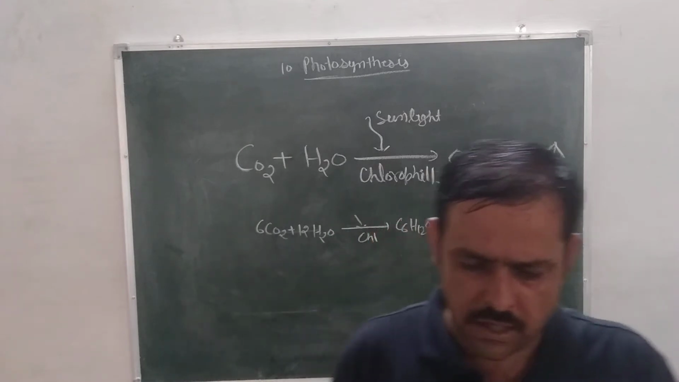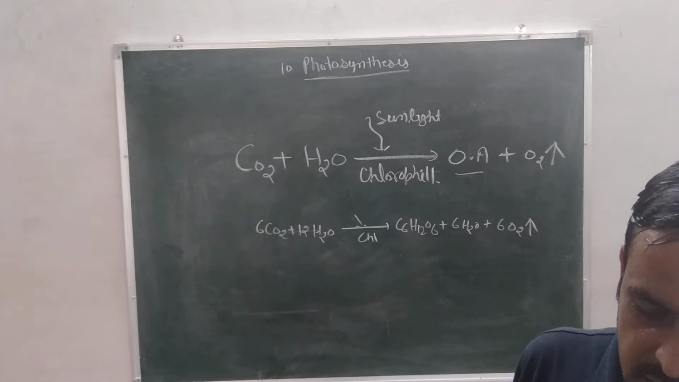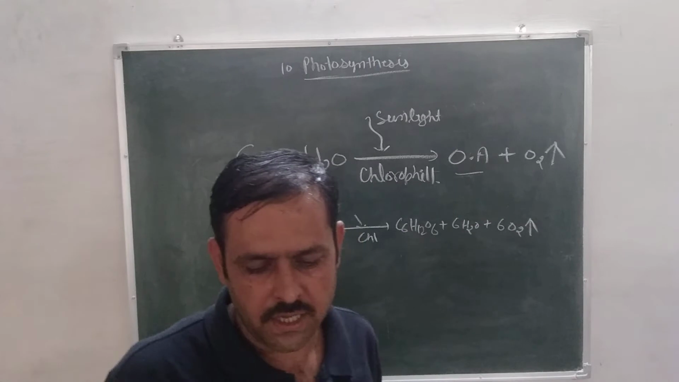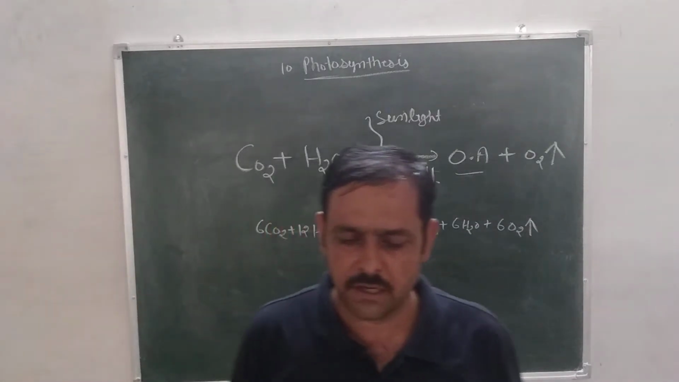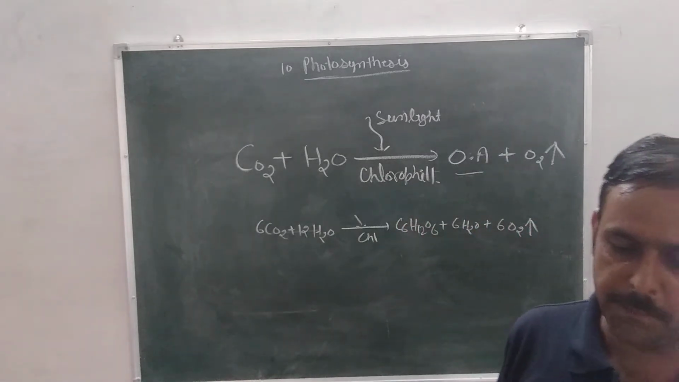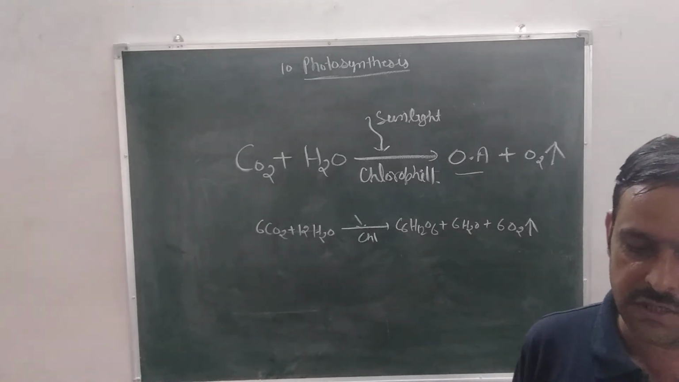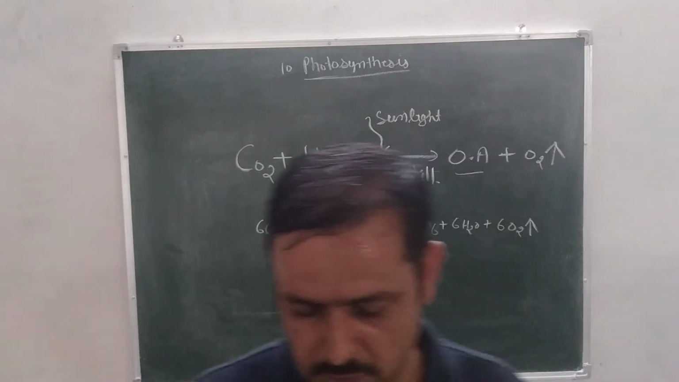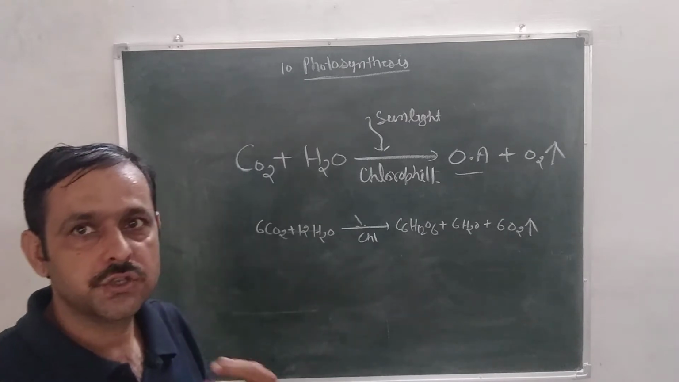Now, the equation can be summarized. The raw materials are carbon dioxide and water. Carbon dioxide is absorbed from the air and water from the soil. Next, the energy needed for the chemical reaction is derived from light absorbed by chlorophyll. Third, simple sugars like glucose are produced and oxygen is a byproduct of photosynthesis. Chloroplast contains a green pigment, chlorophyll, which is the site of photosynthesis.